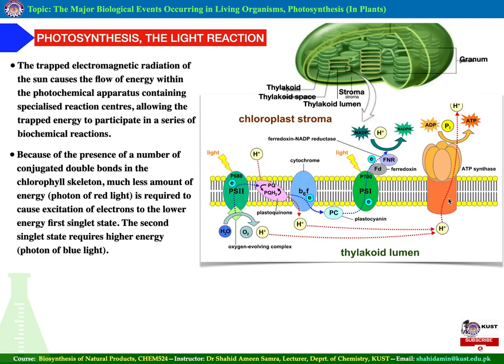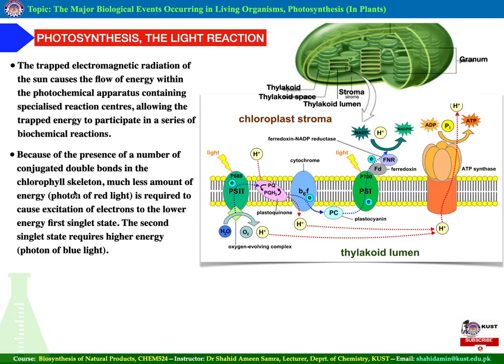And these protons are channeled from inside of the thylakoid lumen to the outside part of the thylakoids, which we call the stroma. So these protons are transferred outside of these bodies. Because of the presence of a number of conjugated double bonds in the chlorophyll skeleton, much less energy will be needed for carrying out these processes.